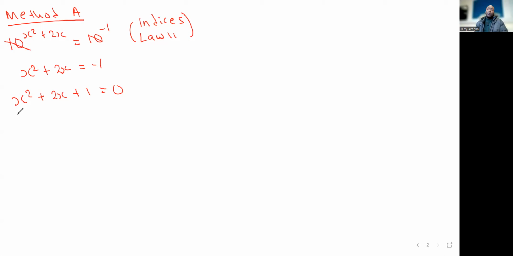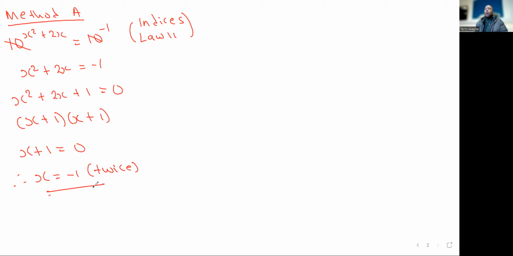But what I'm going to do here, I'm going to use the factorization method, all right, when a is equal to 1. If you look at this, a is equal to 1 here. So we're looking for two numbers that when you multiply, give you 1, and when you add, give you 2. And that is 1 and 1. So it's going to be x plus 1, and we have x plus 1. So you're going to have x plus 1 is equal to 0. Therefore, x is going to be equal to minus 1 twice, because you're having the same answer twice.